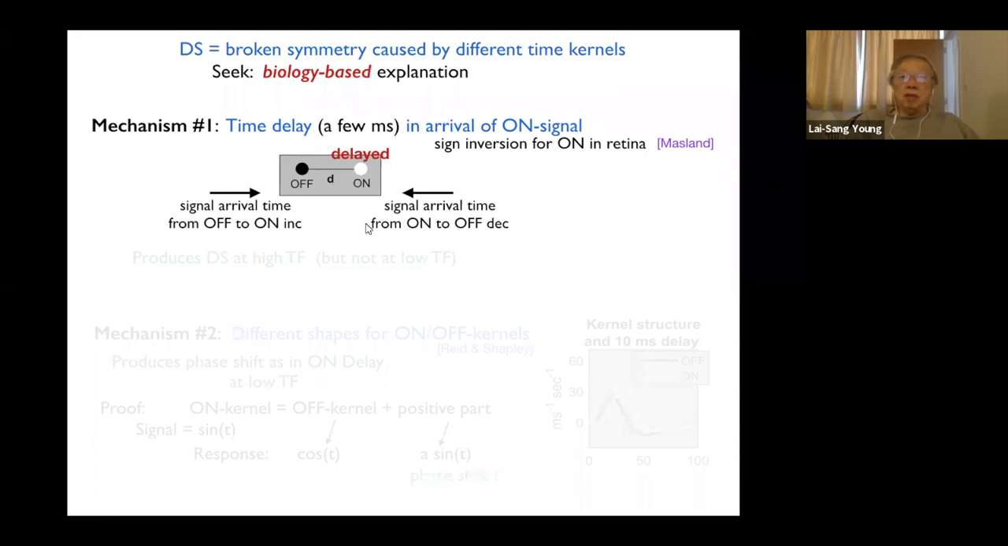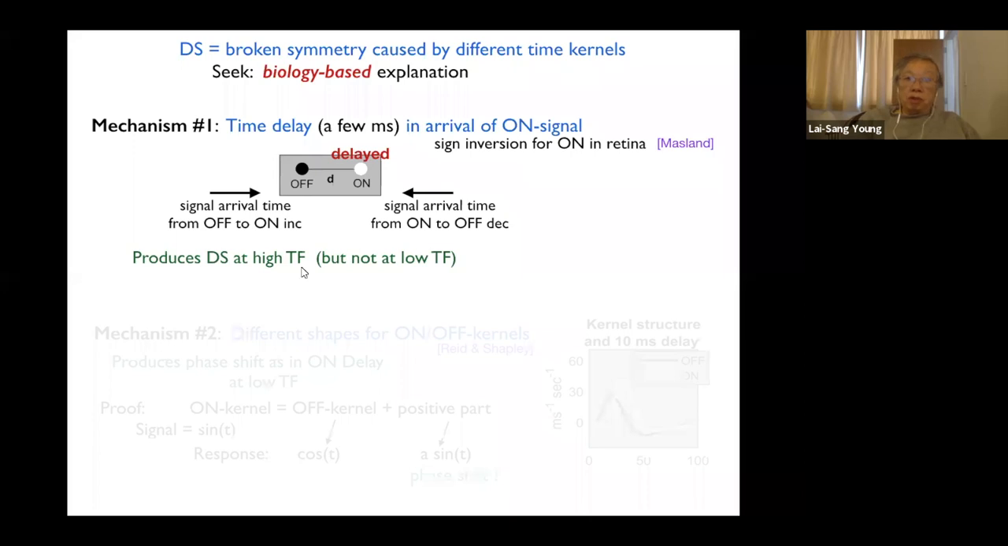So that means that when a signal comes here, because this one is delayed, the time difference between the two signals is longer than if there was no delay. And if you were to come this way, because this one is delayed, they would be much closer. So I've broken the symmetry. And this would give rise to some direction selectivity because of this natural delay in the on pathway in the retinal circuitry.